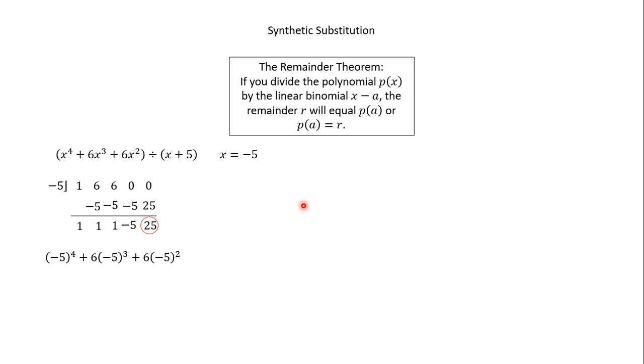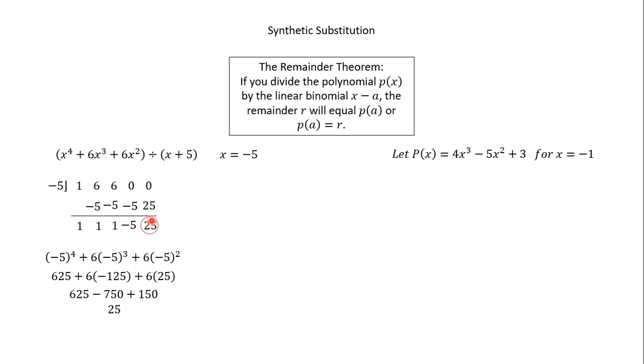So we have -5 to the 4th plus 6 times -5 cubed plus 6 times -5 squared. Deal with the exponents. 625 plus 6 times -125 plus 6 times 25. Okay, then multiply. 625 minus 750 plus 150. Well, -750 plus 150 is just -600. 625 minus 600 is in fact 25. So, yes, we can plug it in, but this could be much, much quicker. And it also gives us the rest of the factor as well.